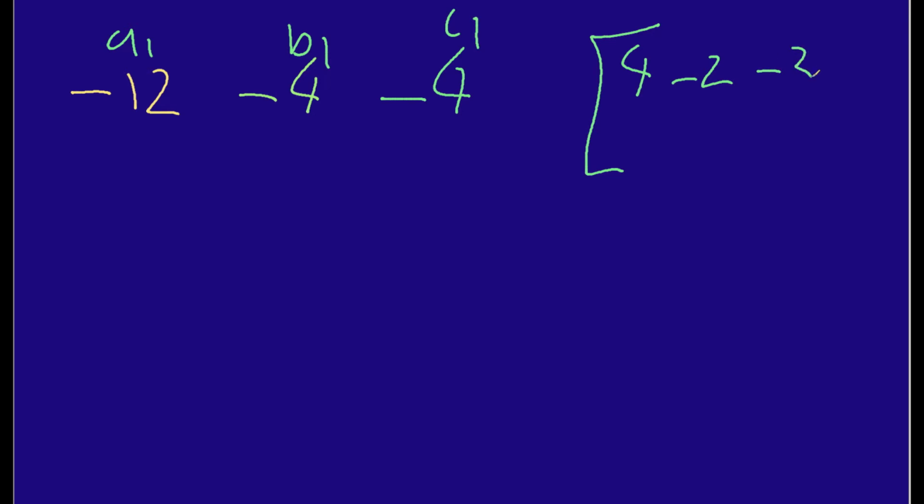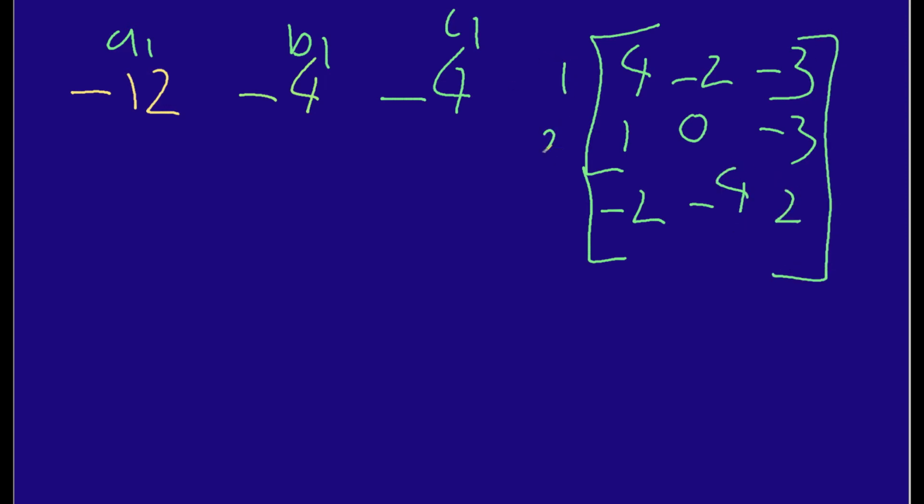4, negative 2, negative 3. And then I have 1, 0, negative 3. I should have made my box a little bit bigger. And then negative 2, negative 4, and 2. So this is my matrix. I got my 1, 2, 3 here. I got my A, my B, and my C, like so.